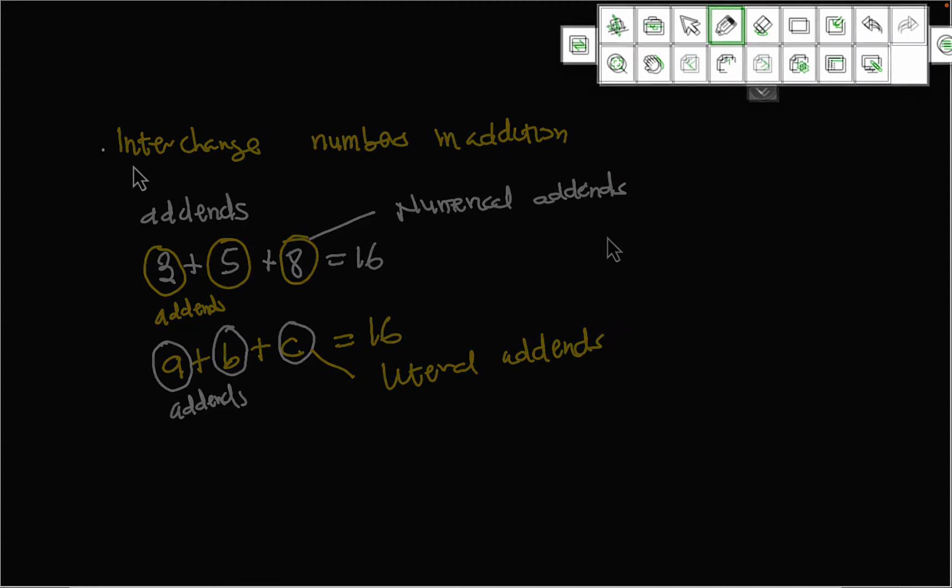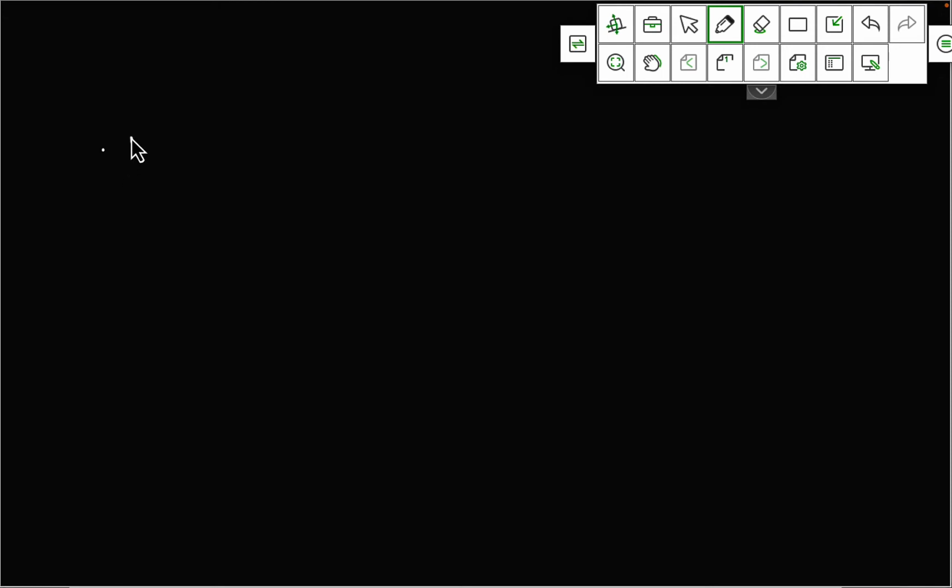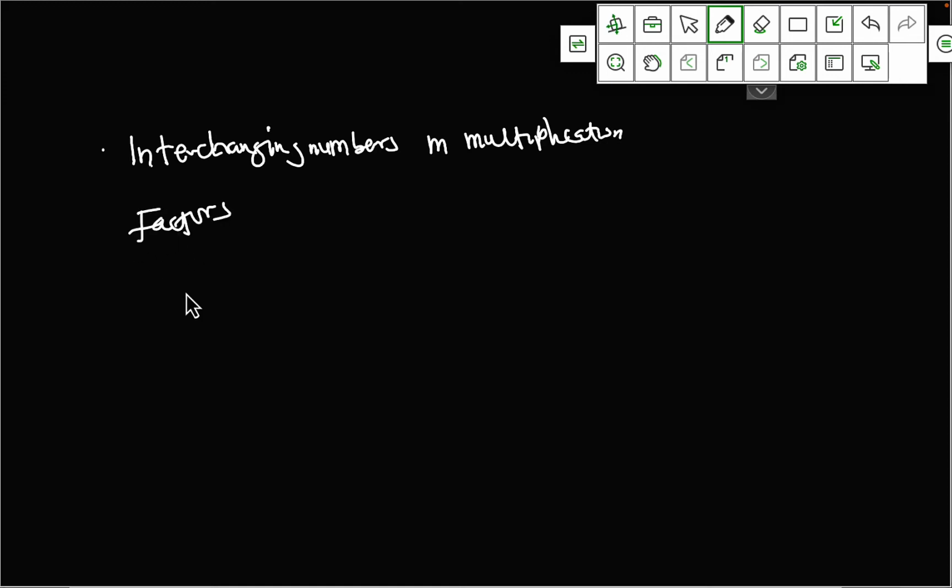And so another thing that we have to take note of is interchanging numbers in multiplication. Okay, so let's look at it. We mentioned addends when we were adding. Here we are going to talk about what we call factors. Whenever we are talking about multiplication, we talk about factors. When we are talking about addition, we mention addends, right?